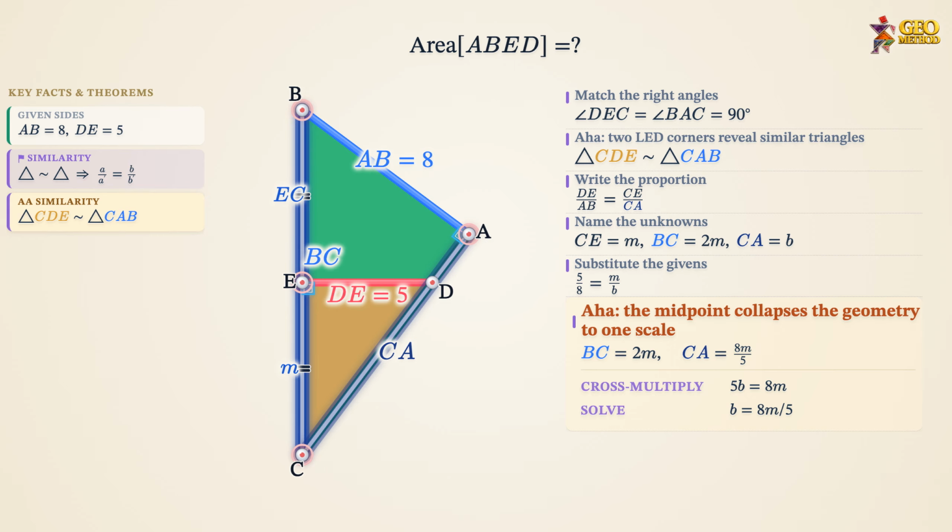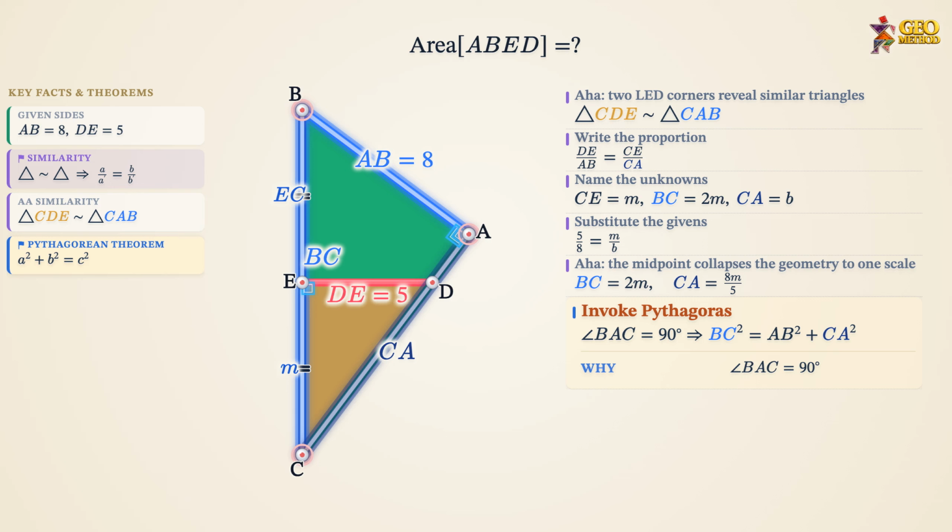Aha! Because E is the midpoint of segment BC, calling segment CE equal to M makes the whole base segment BC equal to 2M. Similarity simultaneously makes segment CA equal to 8M over 5. The midpoint and similarity express segment BC and segment CA using one scale M without revealing the final area.